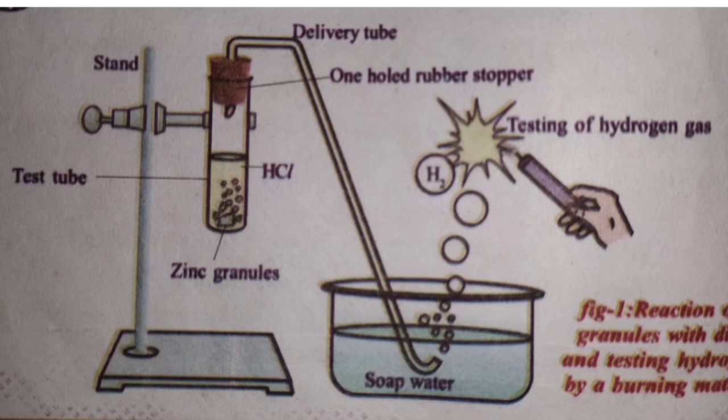When we added a few zinc granules to the test tube, some fumes in the form of gas are liberated. Pass the gas being evolved through the soap water. When we send the gas through the soap water, some bubbles come through the water. Bring a burning candle near the gas-filled bubble. You will notice that the gas evolved burns with a pop sound, indicating hydrogen gas. This is an important reaction of acids with metals.